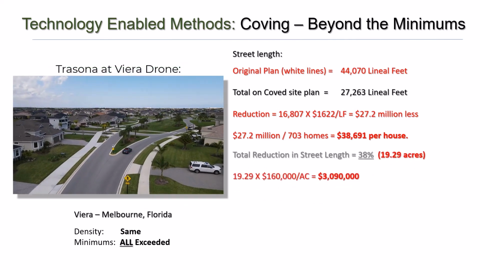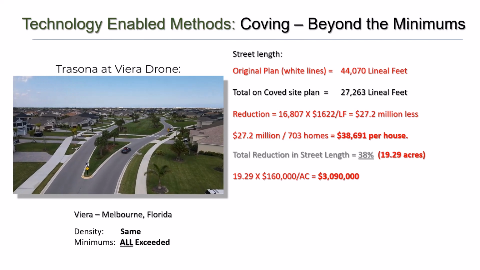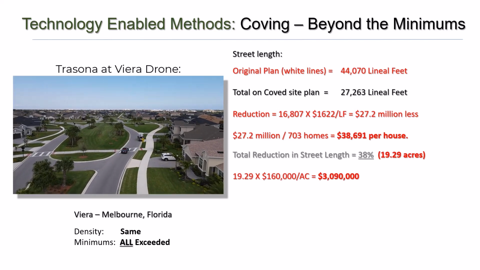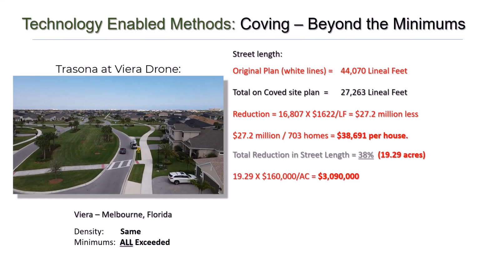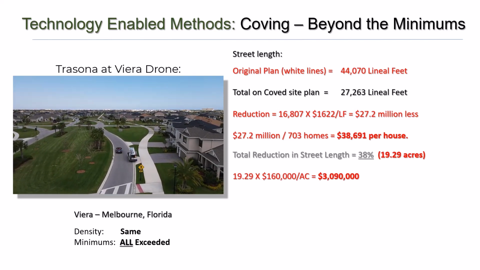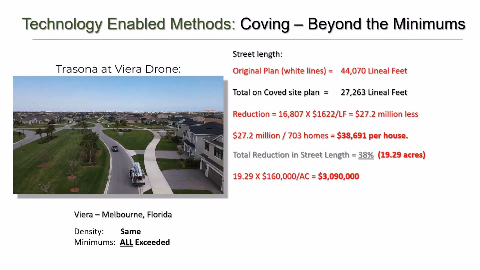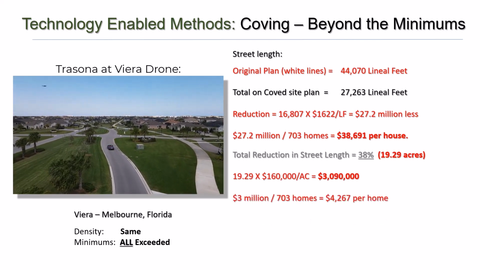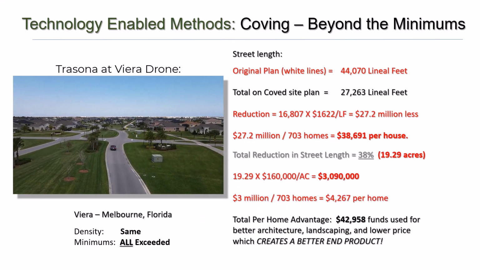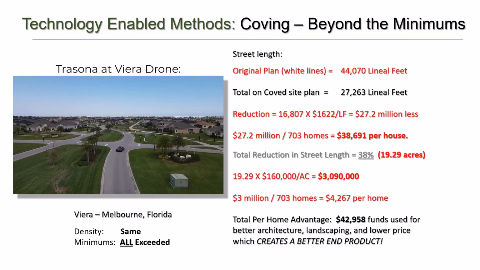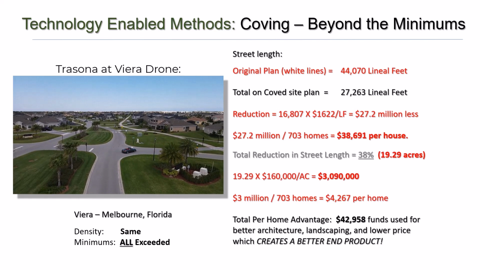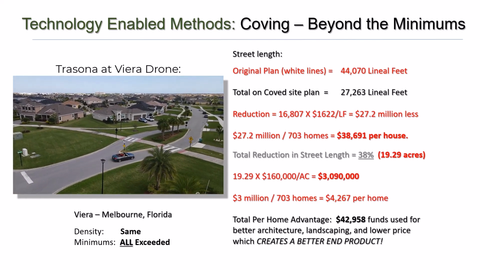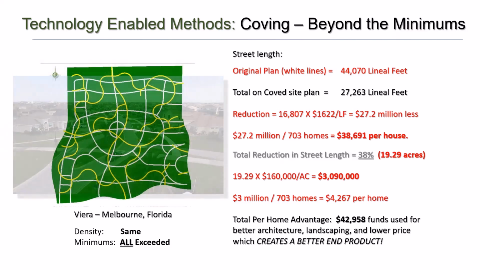Now we take the 19.2 acres that we didn't have to give to the city times the assumed $160,000 an acre. So that's another $3 million the developer didn't have to just gift to the city. You divide that by 703 homes, that's $4,200 per home. So in other words, we have almost $43,000 per home of funds that can be used for better architecture, better landscaping, lower prices, and creates a better product.